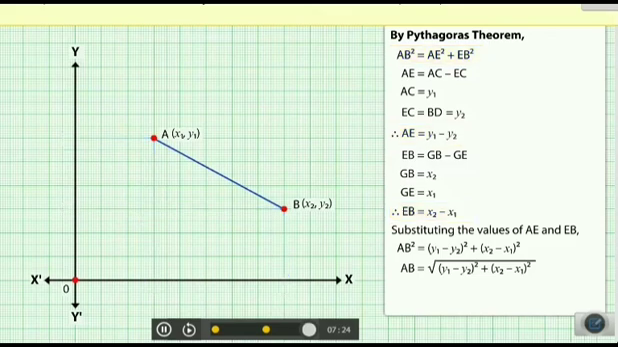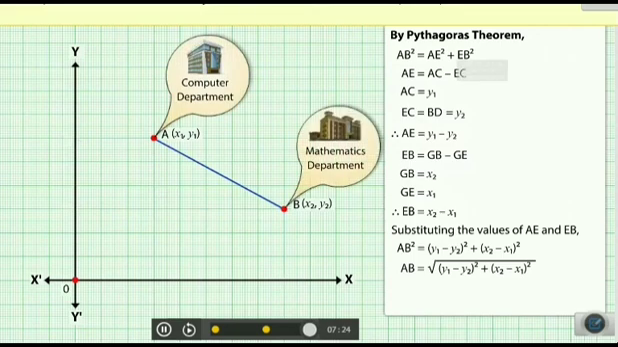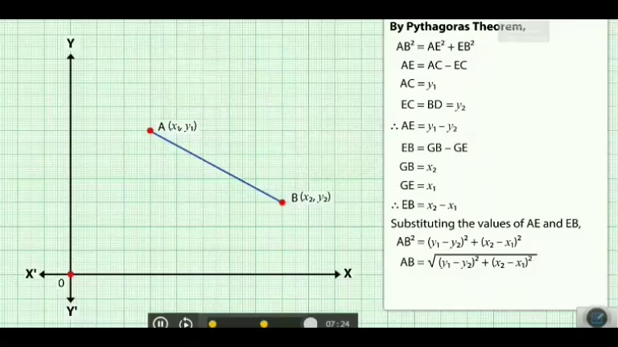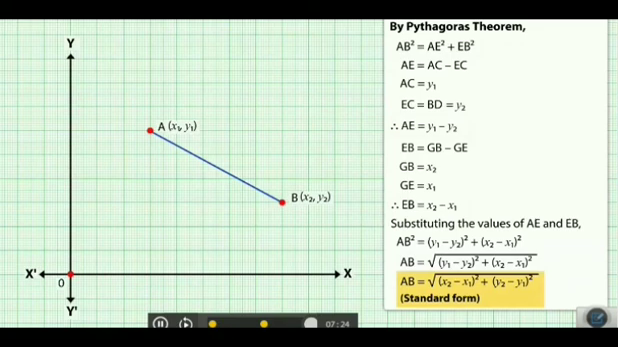We have now found out the distance between the computer department and the mathematics department, and we know exactly how much cable is required to connect the two departments. This equation is called the distance formula. We can rearrange the y-coordinates as follows to obtain the standard form of the distance formula.